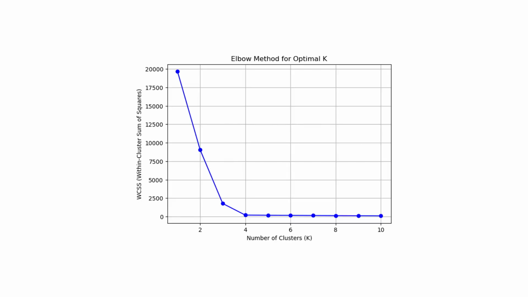Notice there is a sharp drop from k equals 1 to k equals 3. However, the curve starts to flatten out at k equals 4. This point, that is k equals 4, is our elbow point. Adding another cluster at this point will not give us that much of a reduction in the variation. Thus, k equals 4 is the optimal number of clusters for this dataset.